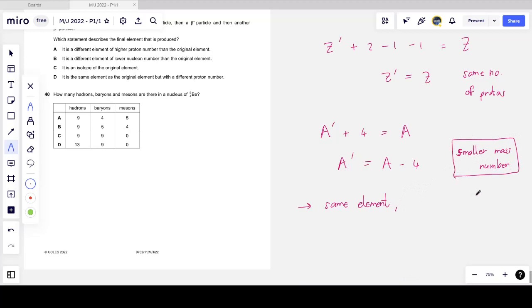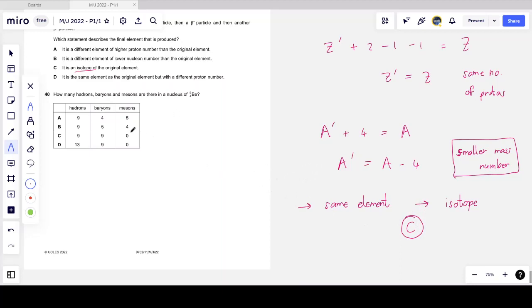If I have the same element with a different number of nucleons but the same number of protons, then the neutron numbers are different. If the number of neutrons are different, then what I have is an isotope of that element. So I've kept the number of protons the same, but my nucleon number is changing. So in the nucleus, if I have the same number of protons, but a different number of neutrons, I now have an isotope of the original element. And the word isotope appears in option C. So I have the same element, but an isotope of that element.